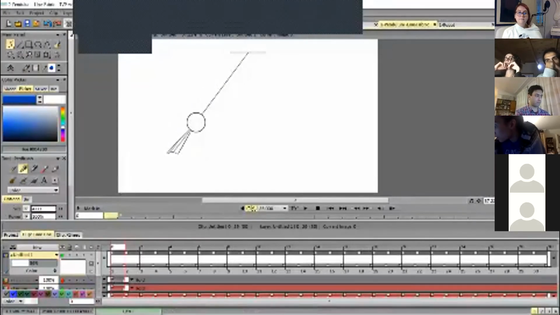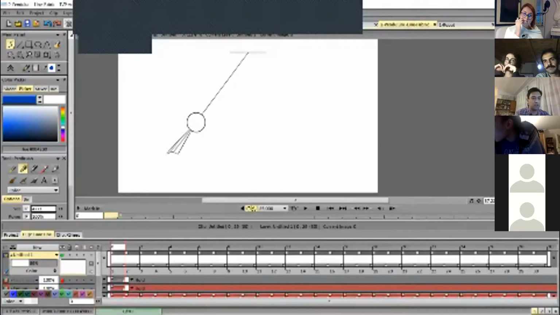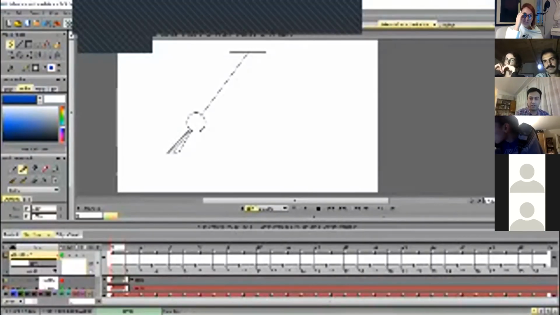How many frames did you draw for this movement? For this cycle, I draw 30 frames.